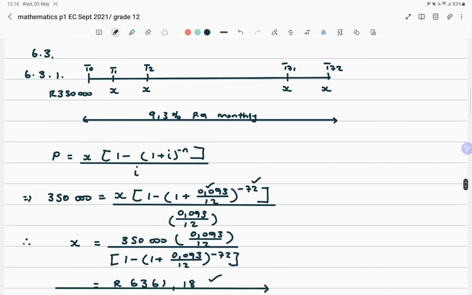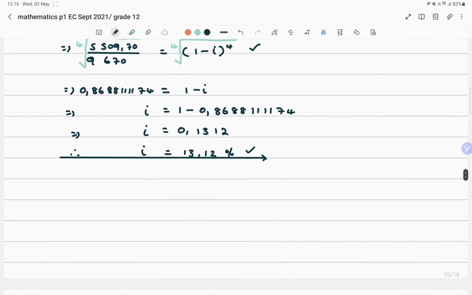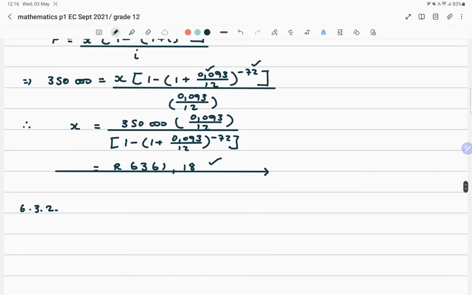6.3.2. We want the balance outstanding. So we know that, well, the balance outstanding, we can use the future value here. Sorry, the present value. The future value one is nasty. I don't like it. It's too long, but I'll show you how it works. So let's use the present value here. This is going to be x into 1 minus 1 plus i to the minus n, all over i.